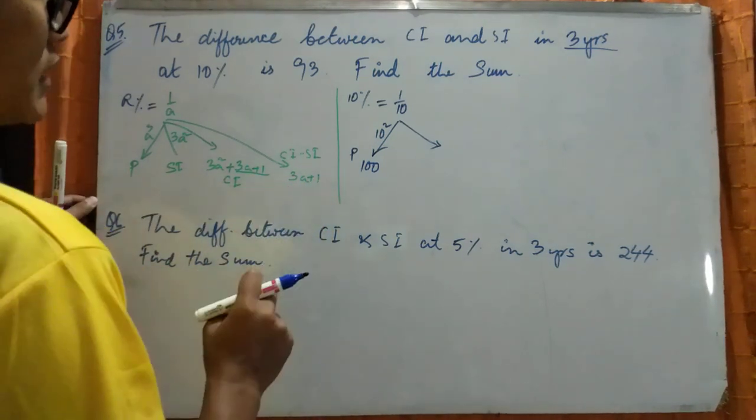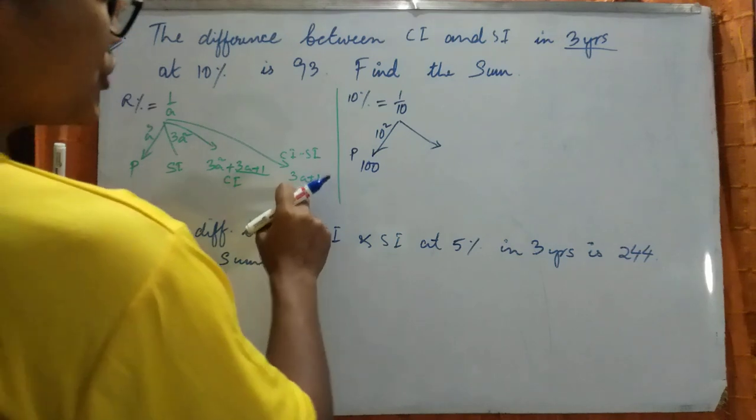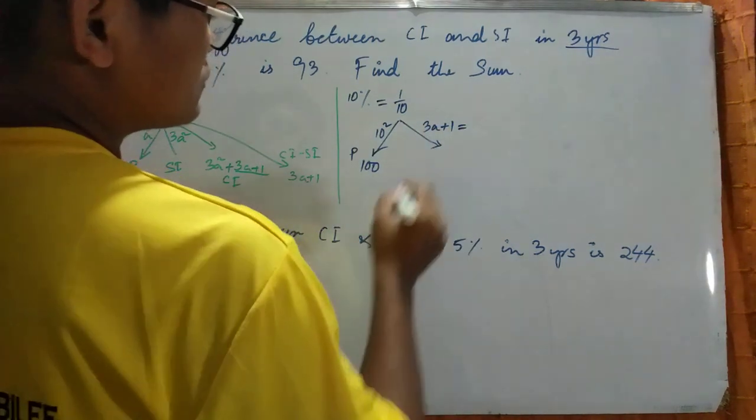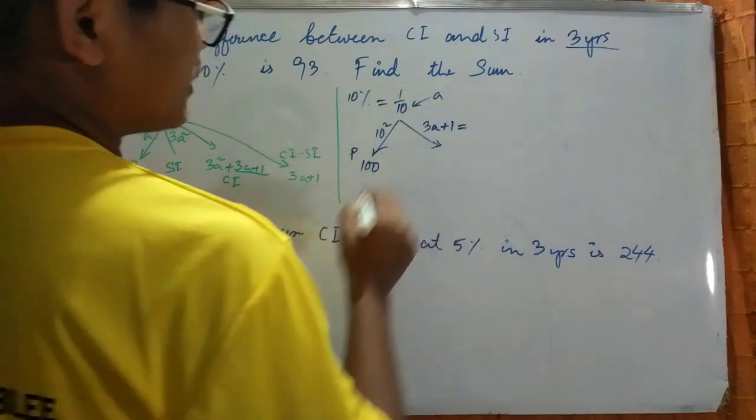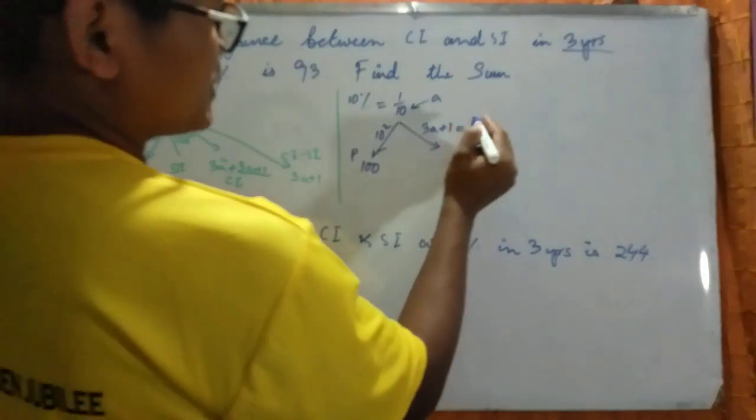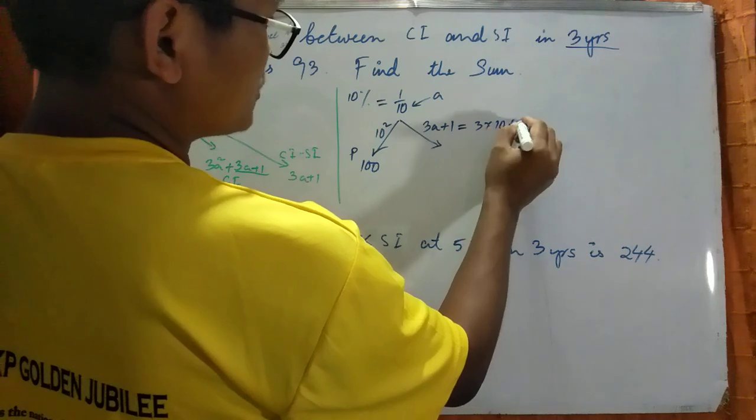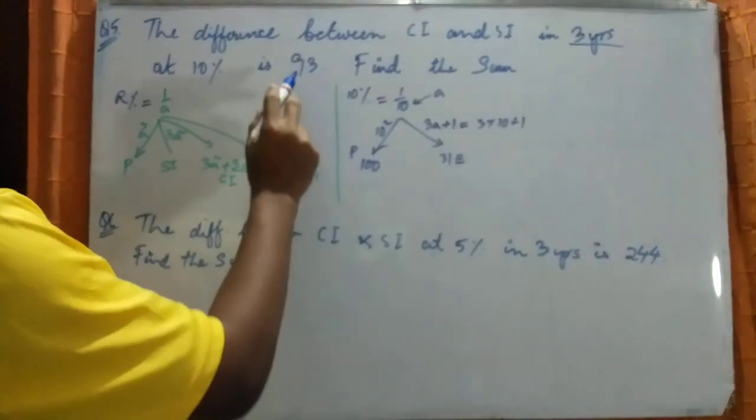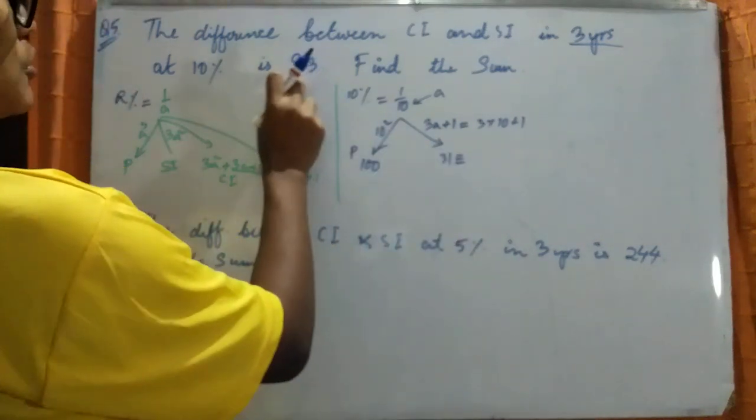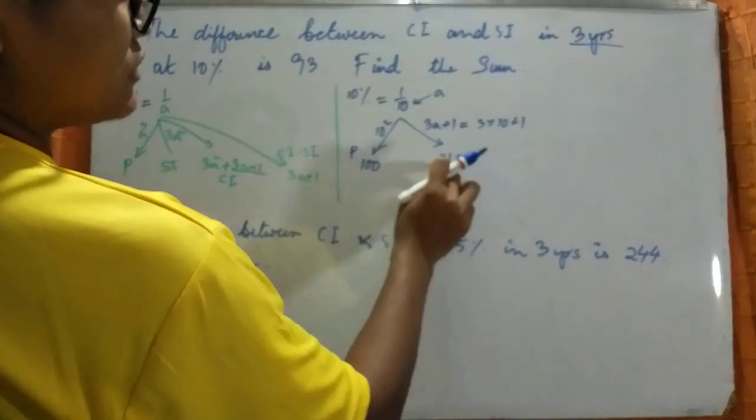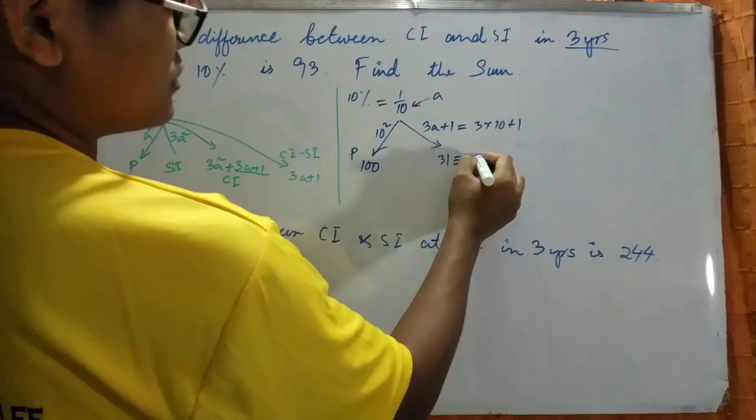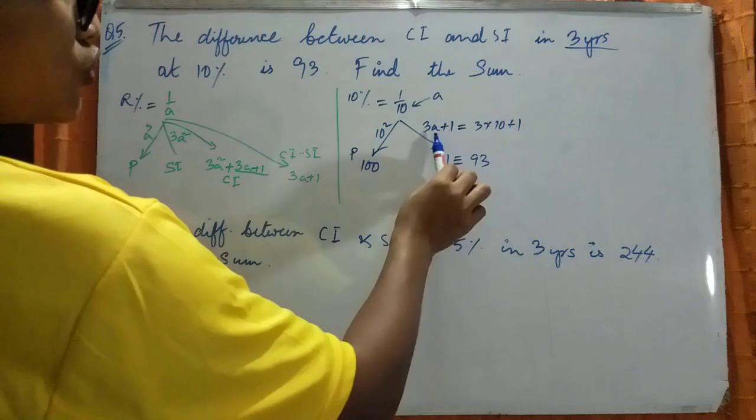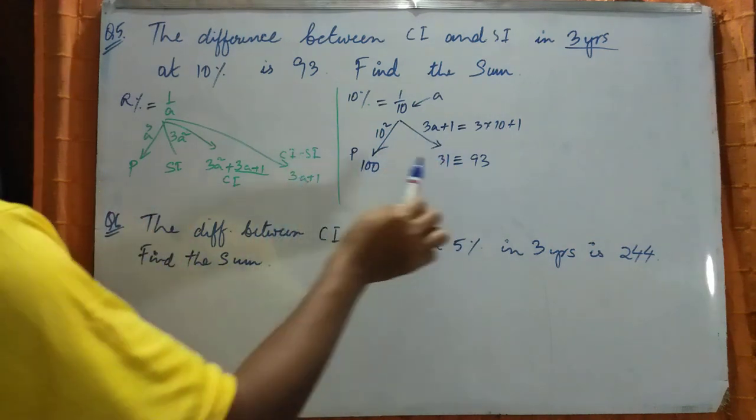The difference is 3a plus 1 times the principal. The value of 3a plus 1 is 3 into 10 plus 1, which is 31. So the difference, CI minus SI, is 93, and 3a plus 1 is 31.